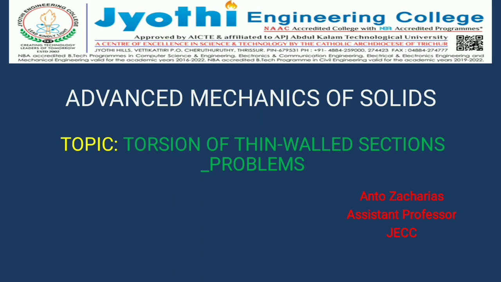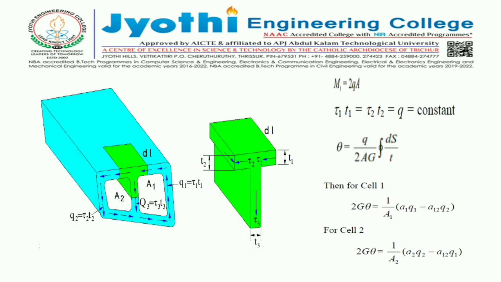Today we are going to solve some of the problems in torsion of thin-walled sections. Last class we derived the equations to find the torsion, shear flow and angle of twist for the thin-walled sections. Today we solve some of the problems in thin-walled sections. Before solving the problems, we can look at some of the equations used to solve the problems.